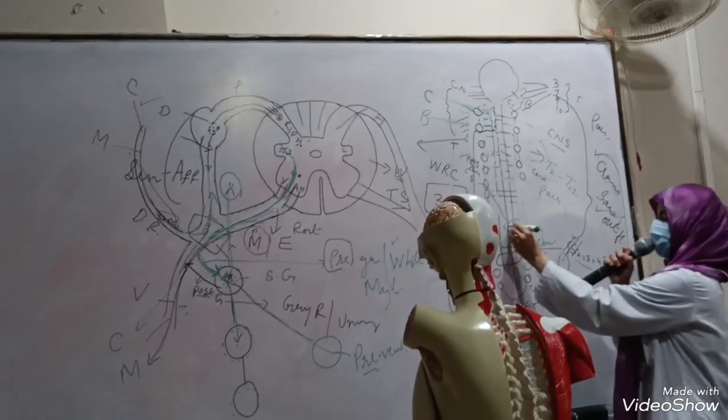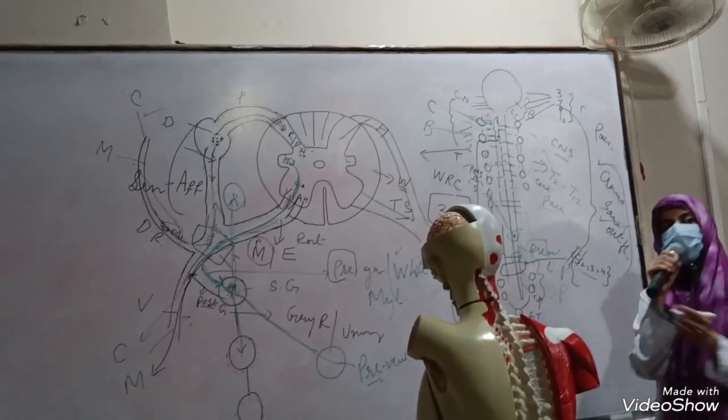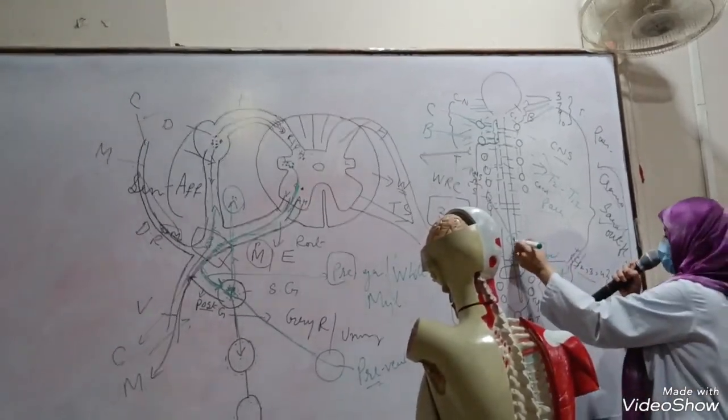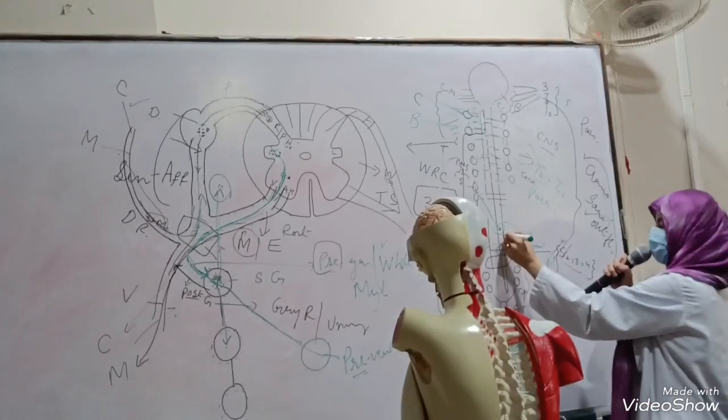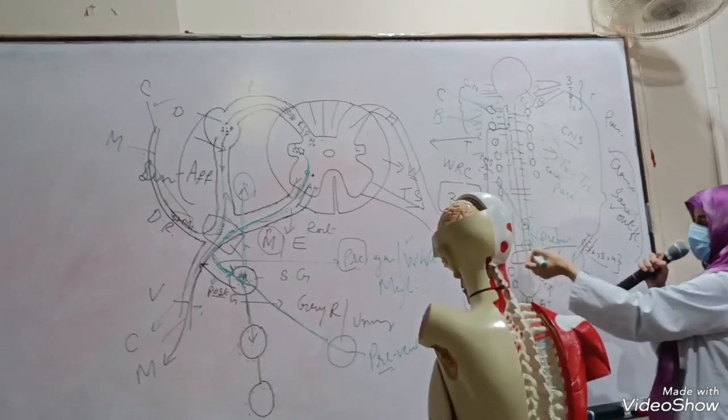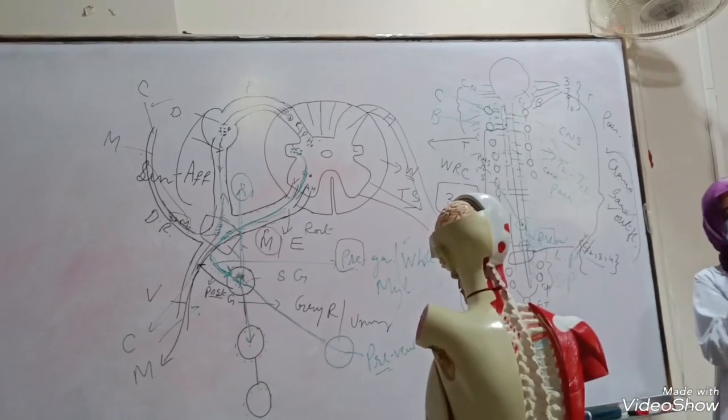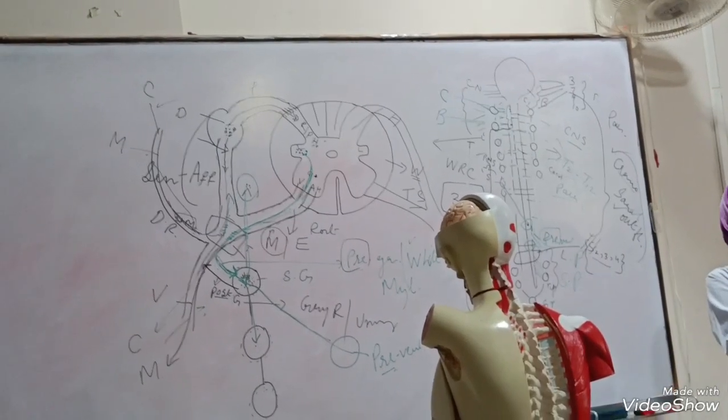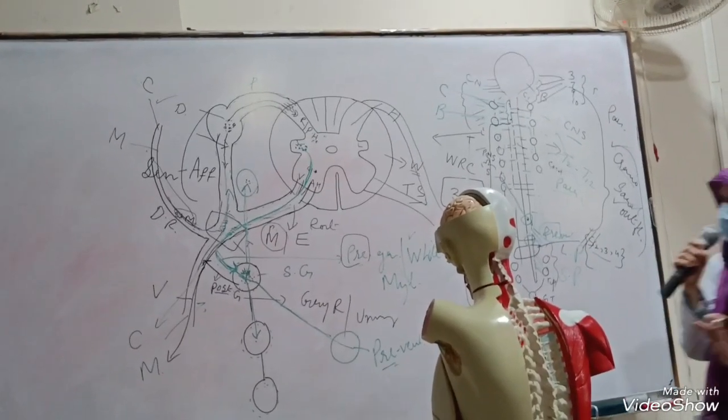Then here they will synapse with the neurons, and again from here these fibers will come out as postganglionic and will supply the viscera, the area to which it is going to supply. Right? Is it clear so far?